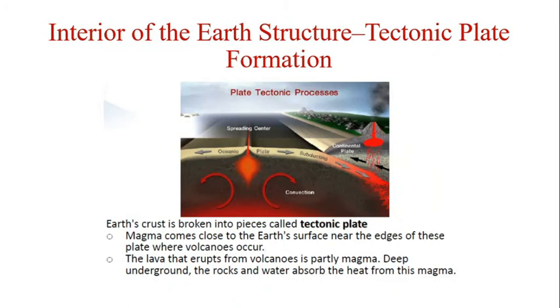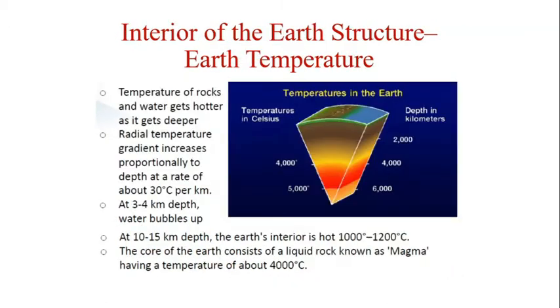Interior of earth structure, tectonic plate formation. Earth's crust is broken into pieces called tectonic plates. Magma comes close to the earth's surface near the edges of these plates where volcanoes occur. The lava that erupts from volcanoes is partly magma. Deep underground, the rock and water absorb the heat from this magma.